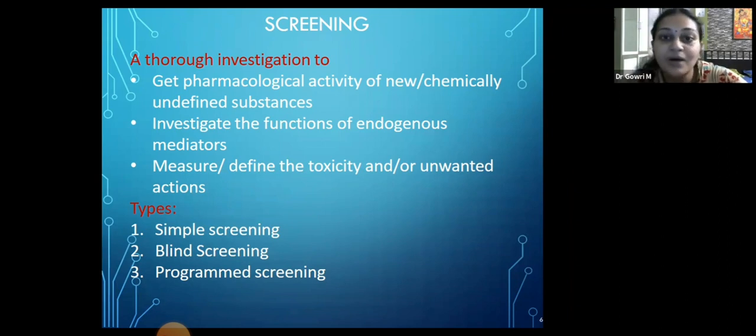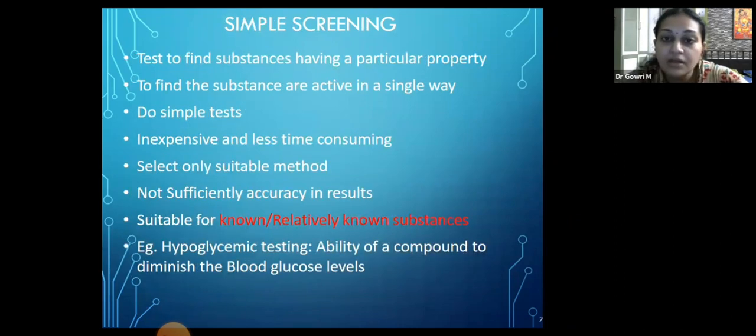So this is done by screening. And there are three types of screening: simple screening, blind screening, and programmed screening. Coming to simple screening, this is done to find the substances having a particular property, to find the substances that are active in a single way by simple tests. Simple screening means we use very simple tests to analyze a particular drug. We know that amlaki has hypoglycemic activity, so we'll be using a small test. We know the property of amlaki, and we just have to test that particular property only.